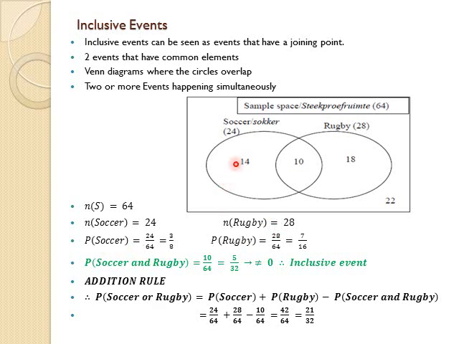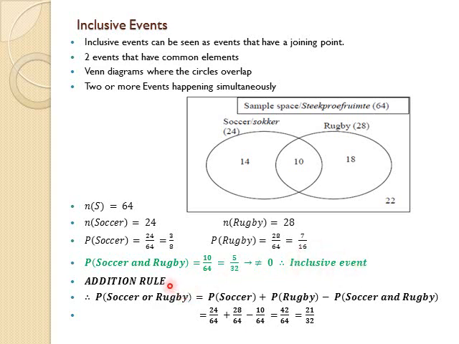Probability you play soccer, 14 plus 10, over my sample space, 24 over 64, simplifies to 3 over 8. Probability you play rugby, 18 plus 10, which gives me 28, over 64, which simplifies to 7 over 16. Probability you play soccer and rugby, where they overlap or intersect, is 10 over 64, which becomes 5 over 32. So that value is not equal to 0, therefore these are inclusive events.